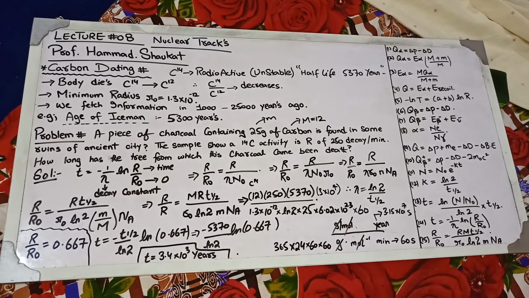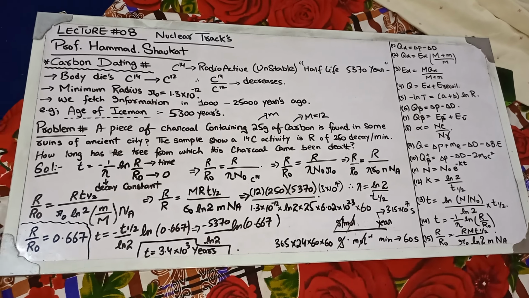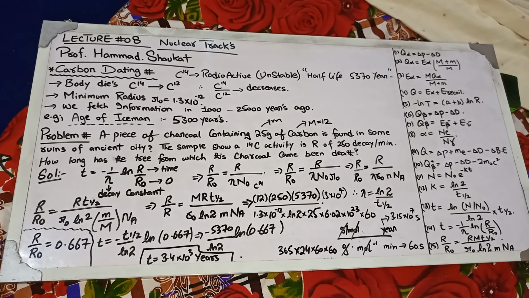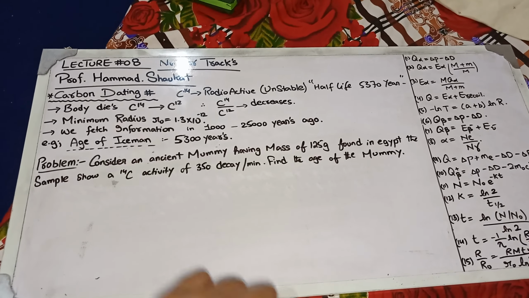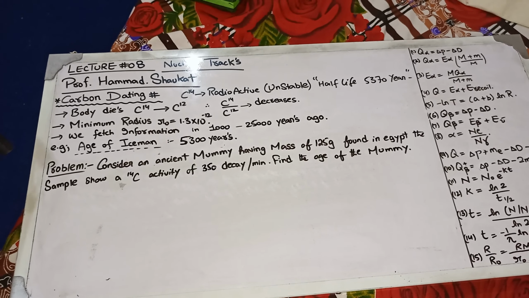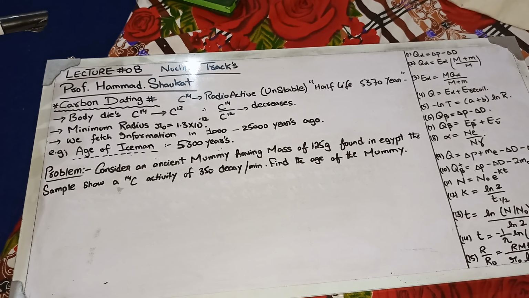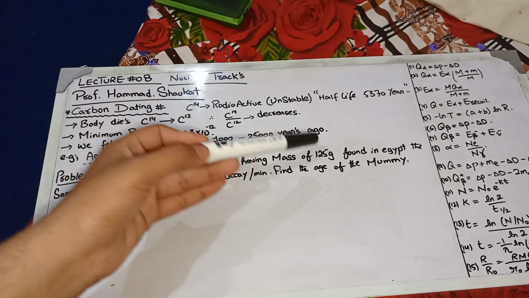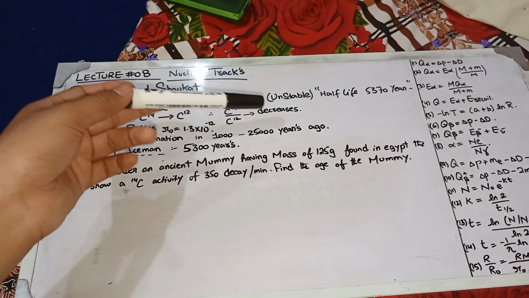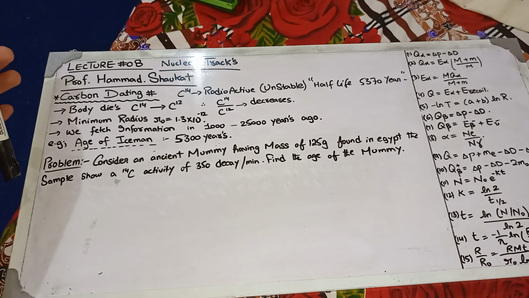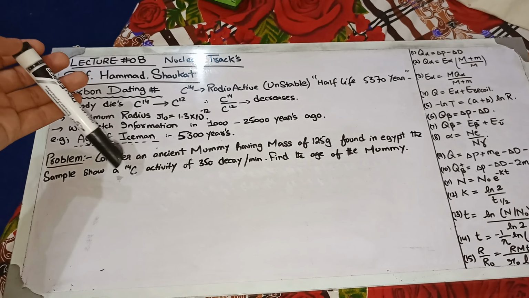There is another problem that we have to solve in this lecture. So let's start another problem of carbon dating. This is our second problem: consider an ancient mummy found in Egypt, having a mass of 125 grams. It shows a carbon-14 activity of 350 decays per minute.